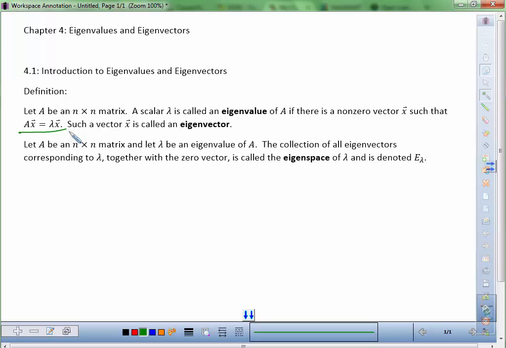So let's just go through the definition here. We have an n by n matrix. A scalar lambda is called an eigenvalue of A if there's a non-zero vector x such that the matrix applied to x is going to be equal to that scalar multiplied by x. Such a vector is called an eigenvector.